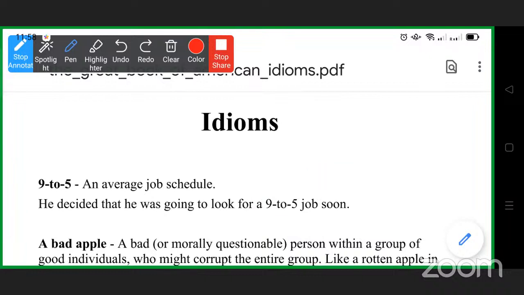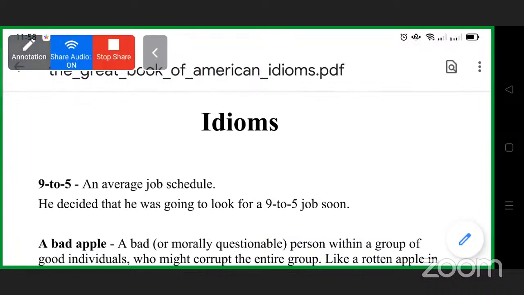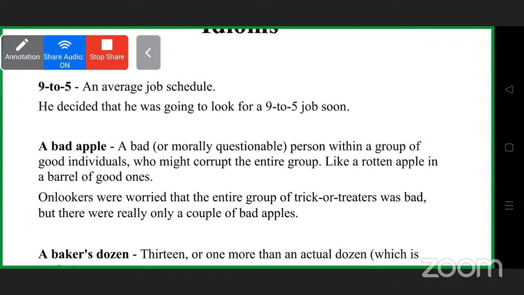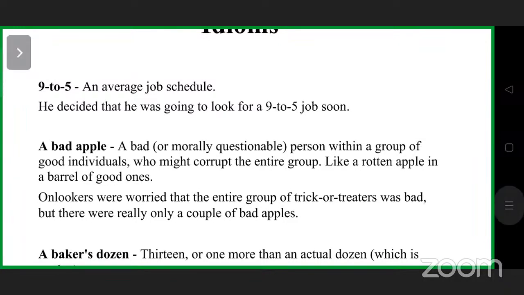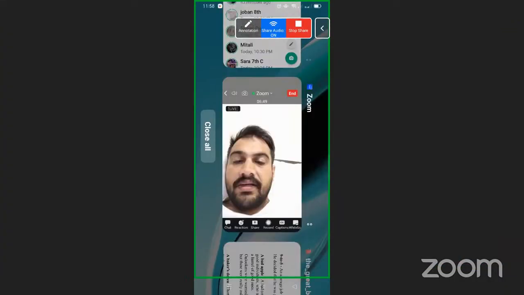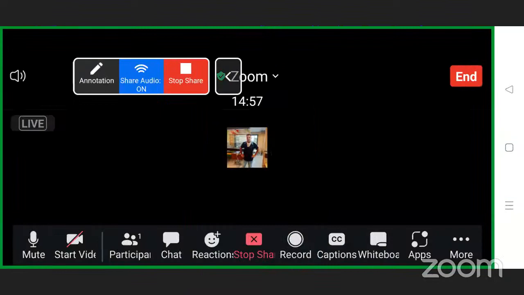So here, the first one is the 9 to 5 job. We have talked a lot about the 9 to 5 job. Okay, and then we have... let me see, first of all, are we live or not? Yeah, we are.